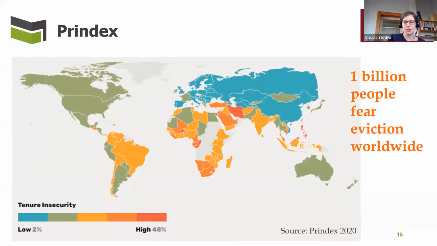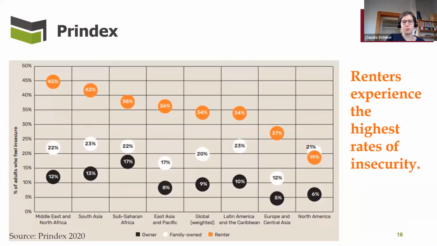But they don't only collect data on the perception of tenure security. They also have some more questions further into the details of tenure systems. And to give you one other example, now they distinguish between the experience of renters and the experience of owners. And their figures say that renters experience much more tenure insecurity than owners.